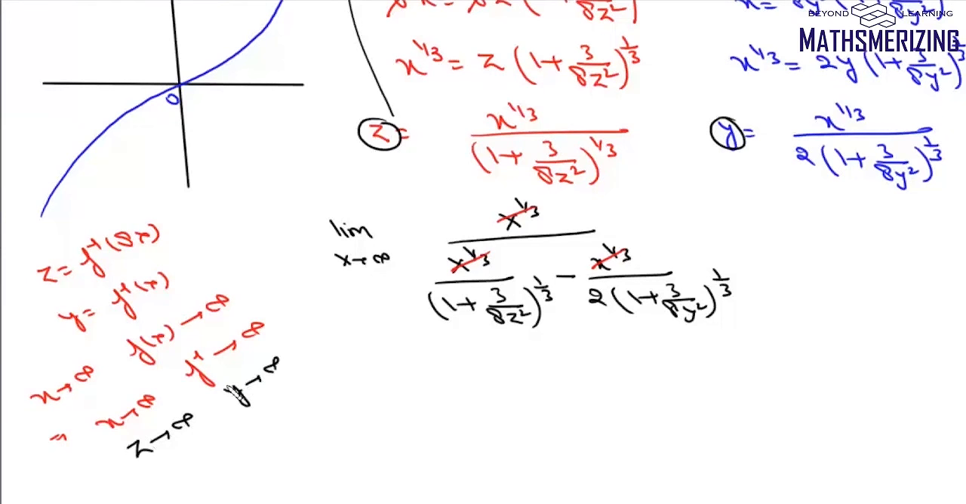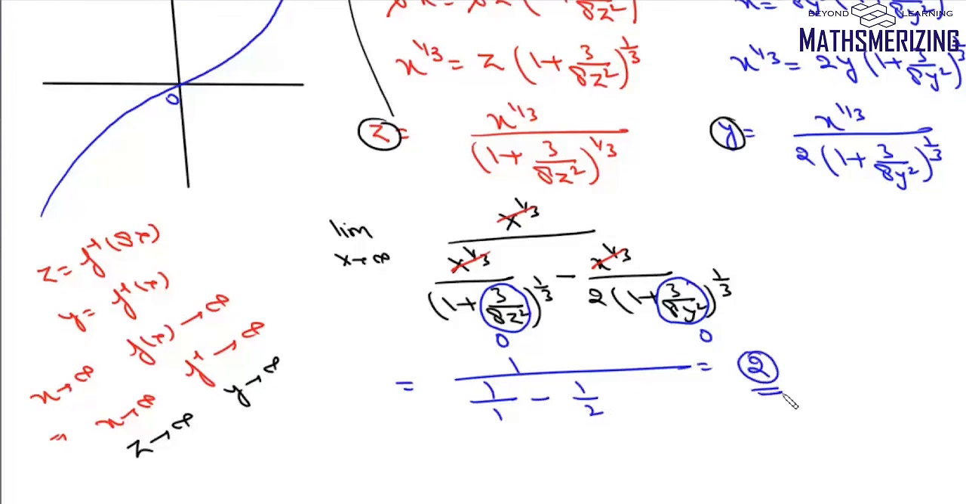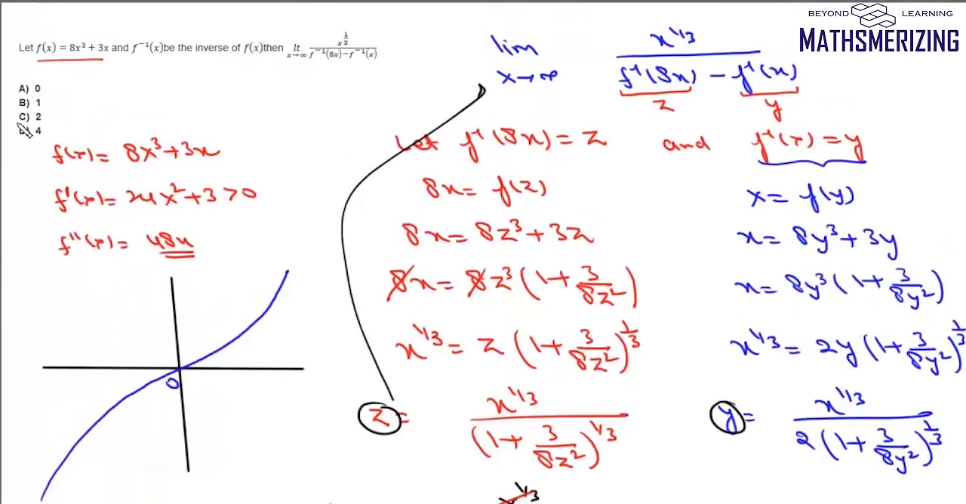And if z and y both approach infinity, then in that case 3 by 8z square will be 0 and 3 by 8y square will also be 0. So the value of this limit in this case will be 1 upon 1 minus 1 by 2, which is nothing but 2. So the answer to this limit is 2. And that's your option C.